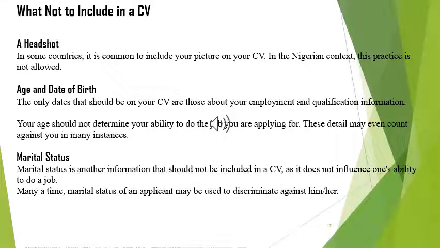The age and the date of birth. The only dates that should be on your CV are those about your employment and qualification information. Your age should not determine your ability to do the job you are applying for, but these details may even count against you in many instances. But this is not cut and dried. You have to know this. Some institutions will want to know your age. So unless it is asked for or it is required, then you don't have to mention your date of birth.